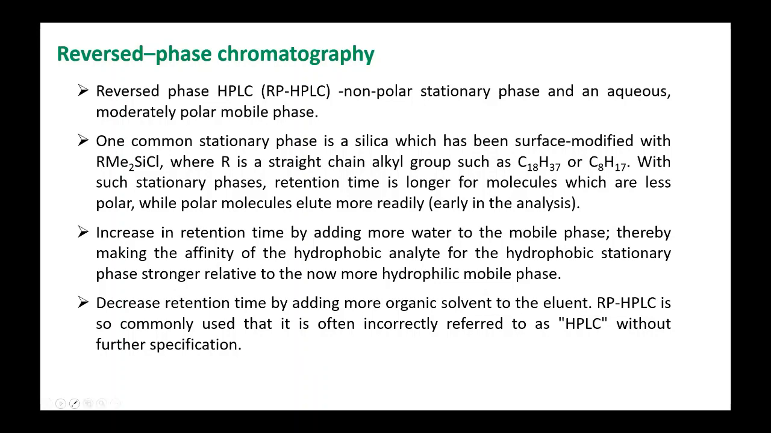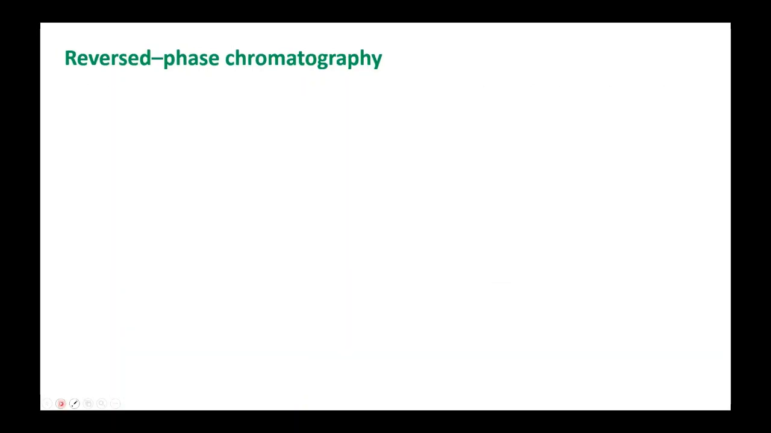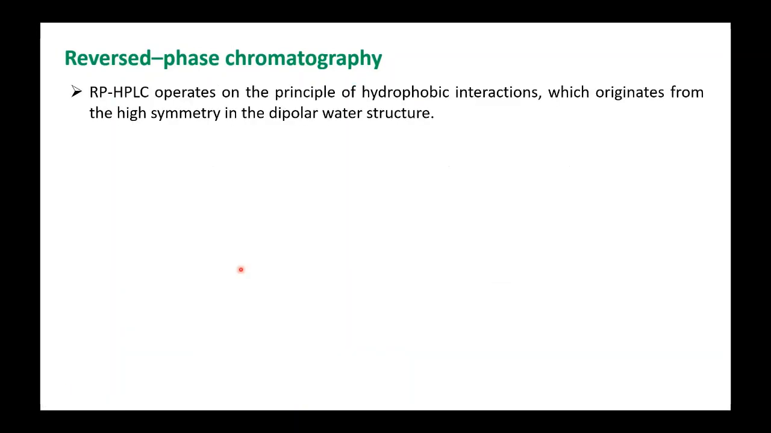Okay, so because we are always having the intention to separate the more polar compound. Okay, that is the thing. So reverse phase column chromatography operates on the principle of hydrophobic interactions. As you know, the modified surface of the solid phase is the hydrophobic chain. Okay, having the hydrophobic chain, which originates from the high symmetry in the dipolar water structure.